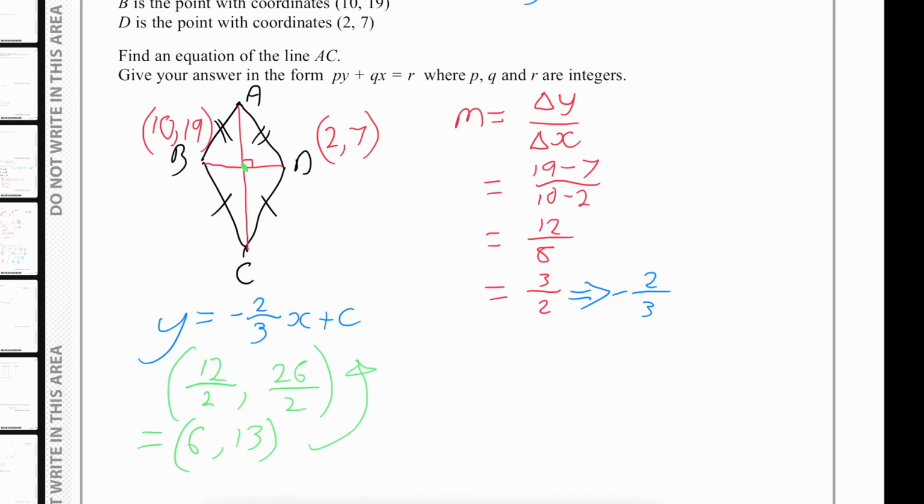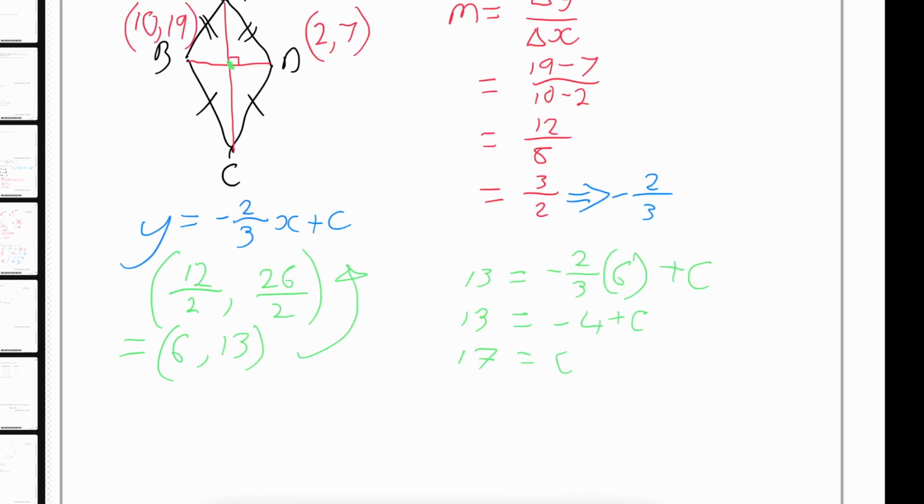Now that I have this coordinate, I can plug it into this value to figure out what my final step is. So I'm just going to do that. We take 13 equals minus 2 over 3. My x was 6 plus c. Simplifying this a little bit, we'll get 12 over 3, so 12 divided by 3, we get minus 4 plus c. Bringing that 4 across, we get my c value being 17.